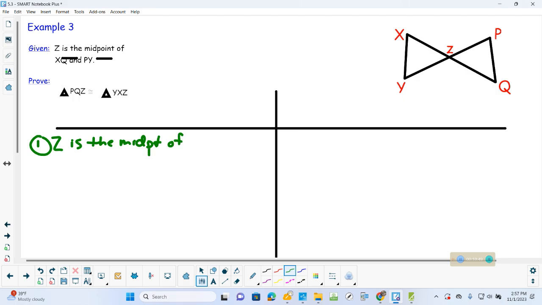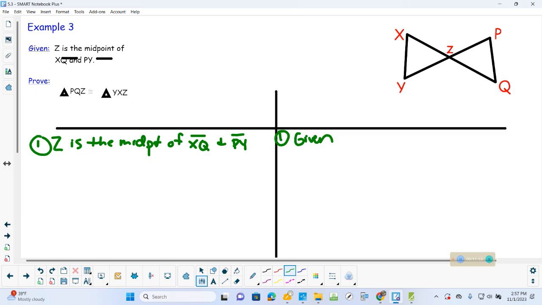Forgive my sloppy handwriting here. I have XQ and PY. Got it. So we use that to write your given in. Now, of course, the key vocab word in the given is what? Midpoint. It was just on your vocab quiz. That's what I gave it today. What's a midpoint do? Cuts it in half. So I'm going to mark that up on the picture first.